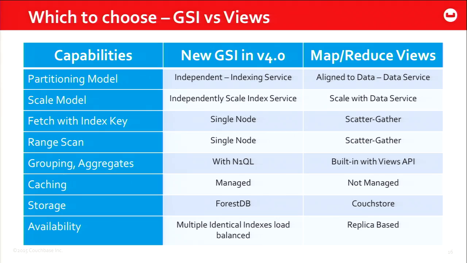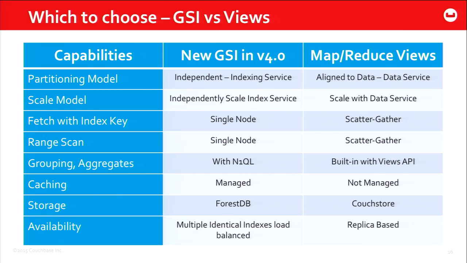The reason these two differentiations exist is because there are architectural differences between them, and capabilities are different. Storage and caching are definitely different between views and indexes. There's ForestDB under GSI. There is CouchStore under views. That will change over time, but for 4.0, this is the picture. The partitioning model is different: align it to the distribution of the data, or not align it to the distribution of data, and independently scale it. So GSIs give you that independence.